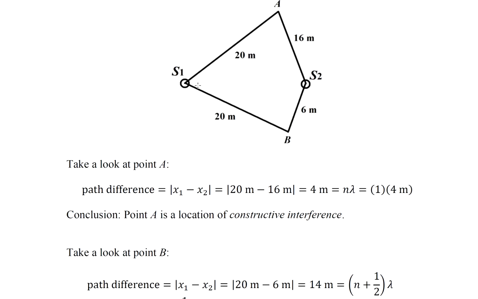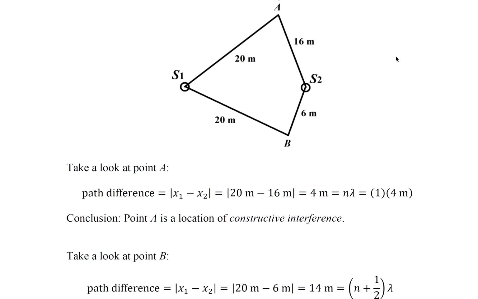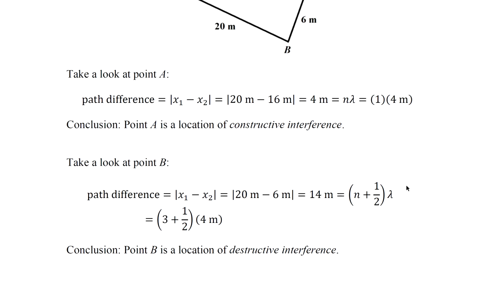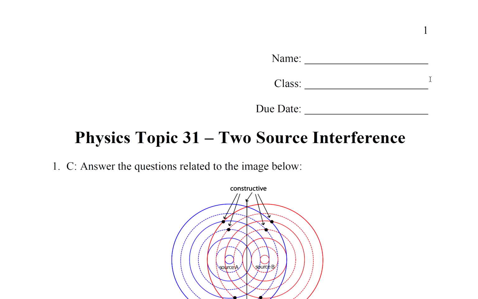Now take a look at point B. What's the path difference to point B? It's going to be 20 minus 6. That's 14. So 14 is on the left side. Okay. What's on the right side? It's n plus 1/2 lambda or n lambda. Lambda is 4. So we're going to have 14 on the left and 4n or 4 times n plus 1/2 on the right. So if you put a 4 and then we multiply it by 3 plus 1/2, we get 14. So point B is a location of destructive interference. So that is two-source interference.